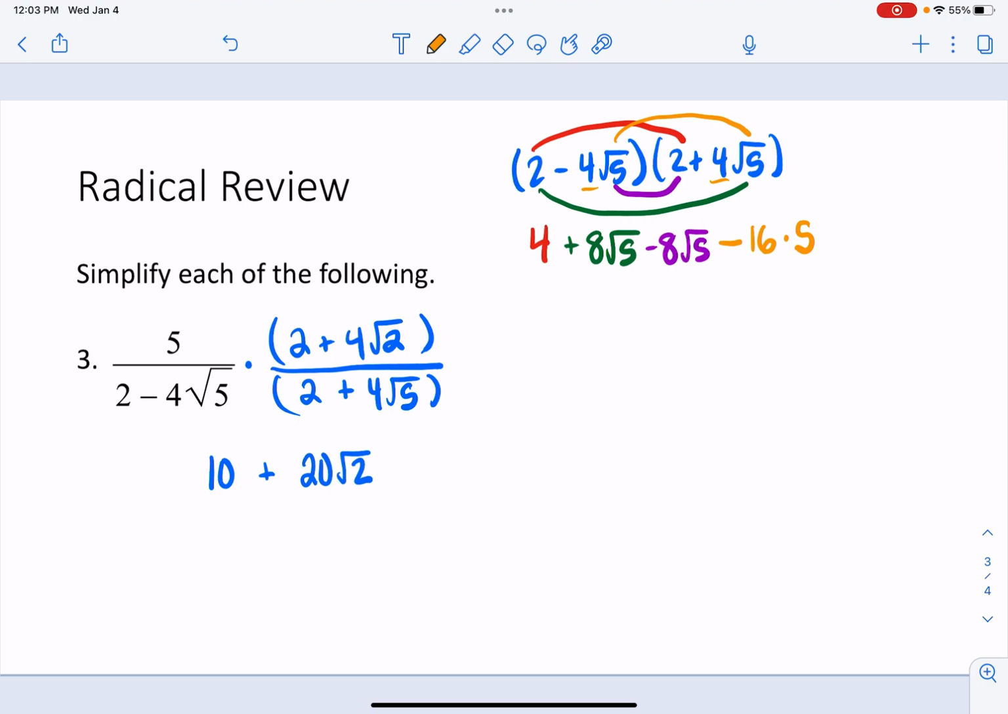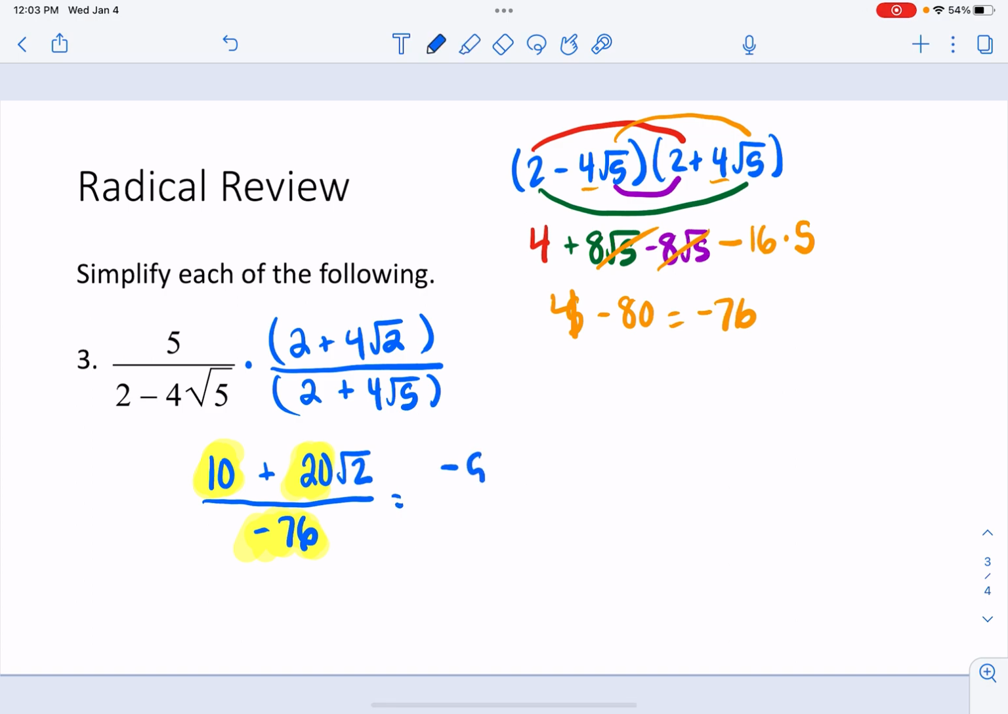So I'm not showing all the steps that I need to now. So I have 4 minus, let's say 4, it just looks like a 5, minus an 80, that turns into a negative 76. So on the bottom over here, I have a negative 76. So I know that 2 goes into 10, 20, and negative 76. Actually, I could reduce each by a negative 2. So I'm going to divide each of these terms, this 10, this 20, and the negative 76, by a negative 2 to get a negative 5 minus 10 root 2.